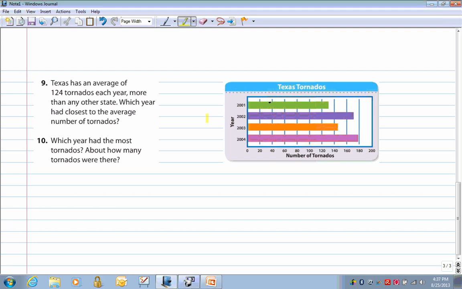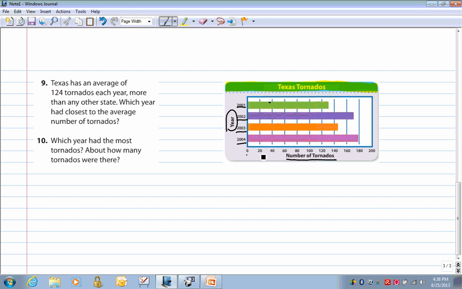So if we go to our bar graph, these are the Texas tornadoes. And our bar graph isn't vertical this time, but horizontal, side to side. And we see that on the left side of the graph are the years. We have 2001, 2002, 2003, 2004. And on the bottom is the number of tornadoes.